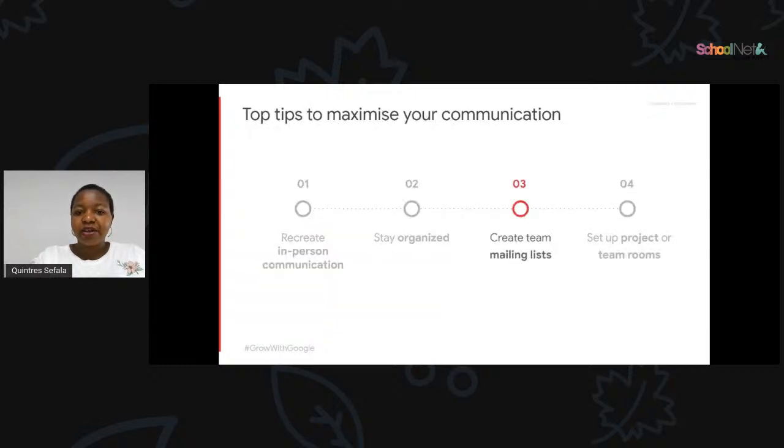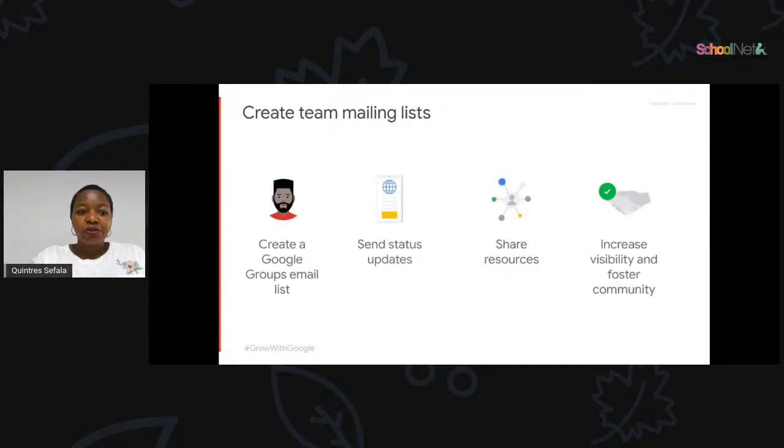Next, or rather step three, you can create your team mailing list. With your team mailing list, you can create a Google group email list, such as team@google.com or sales@google.com. You can also send a status update to the group. You can CC the group into your emails and share resources. This will then increase visibility and foster a community within your organization.